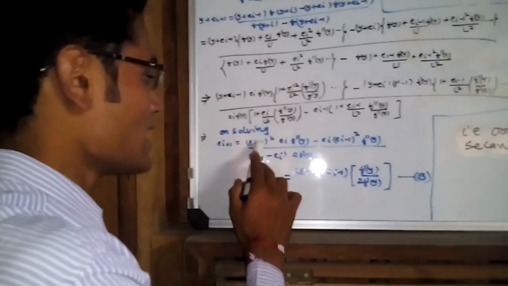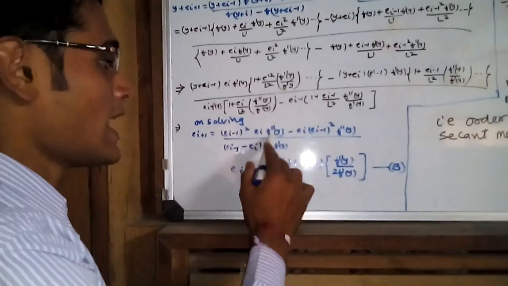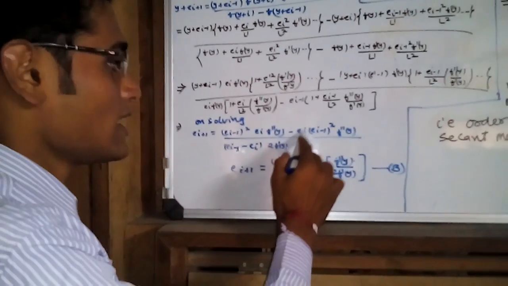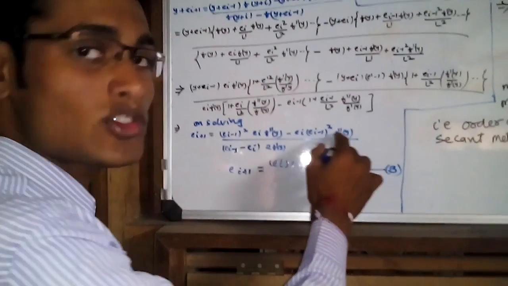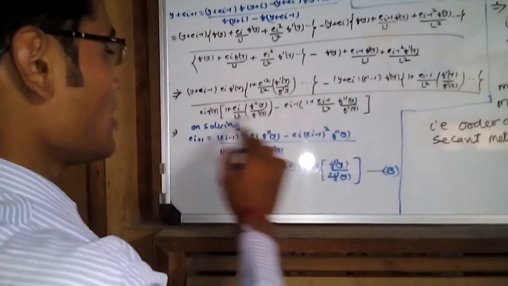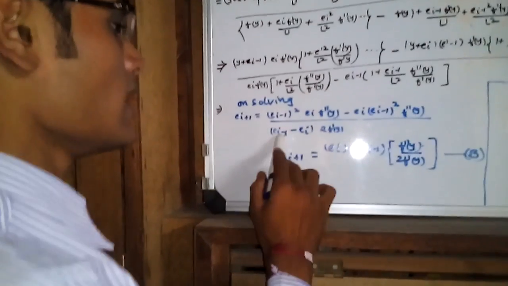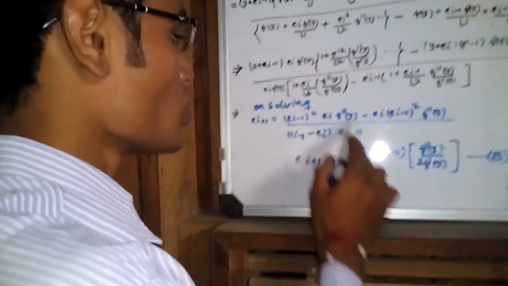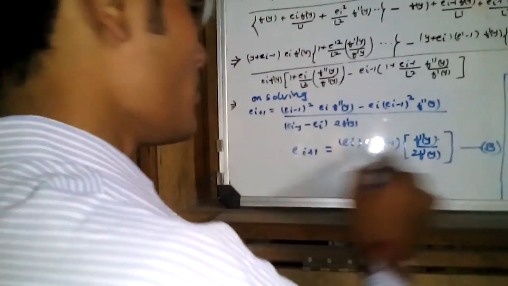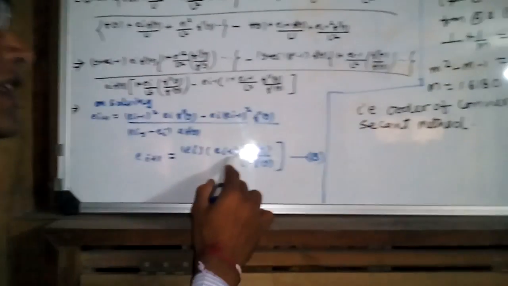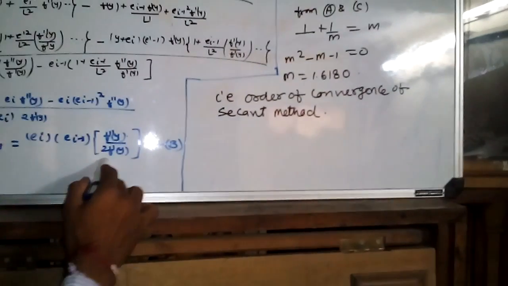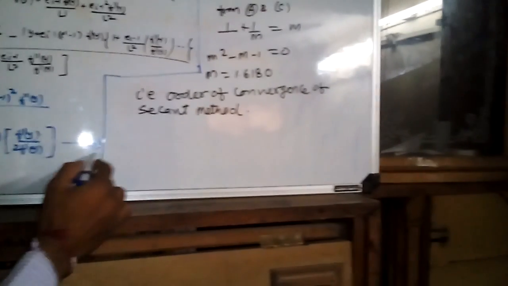On solving the whole term, finally we have a step like this: ei plus 1 will be written as ei minus 1 the whole square ei f double dash y minus ei minus 1 the whole square f double dash y, divided by, on solving this, 2 f dash y times ei minus 1 minus ei. So after minimization, ei plus 1 equal to ei into ei minus 1 f double dash y divided by 2 f dash y. This is our equation number B.